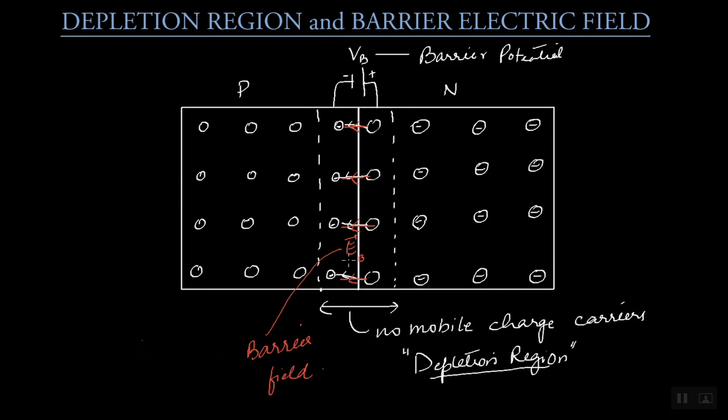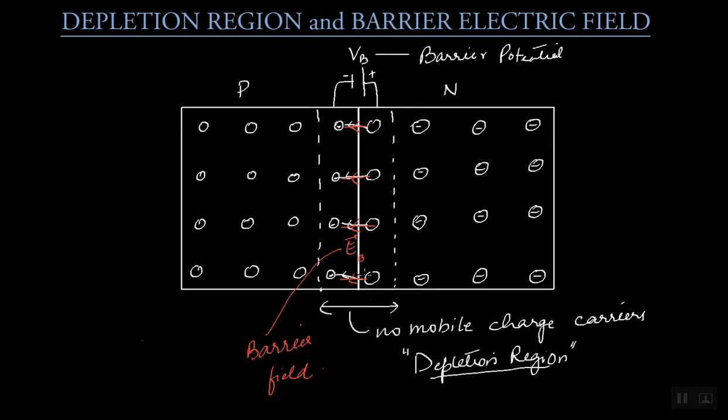So the diffusion of electrons from the n side to the p side continues until when? Until these electrons present in the p side start to repel the electrons from going to the p side. Similarly, the holes present on the n side start to repel these holes from going to the n side. So some kind of equilibrium is attained. When that equilibrium is attained, a new region is formed where there are no mobile charge carriers. That region which is depleted of charge carriers is known as the depletion region.